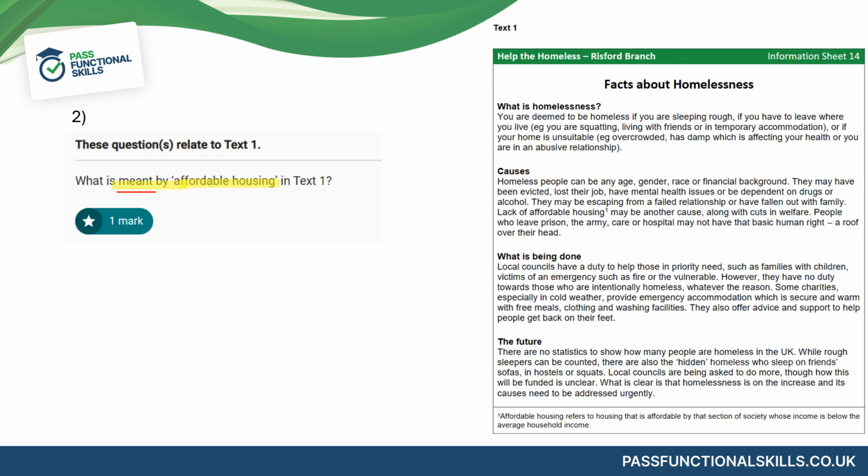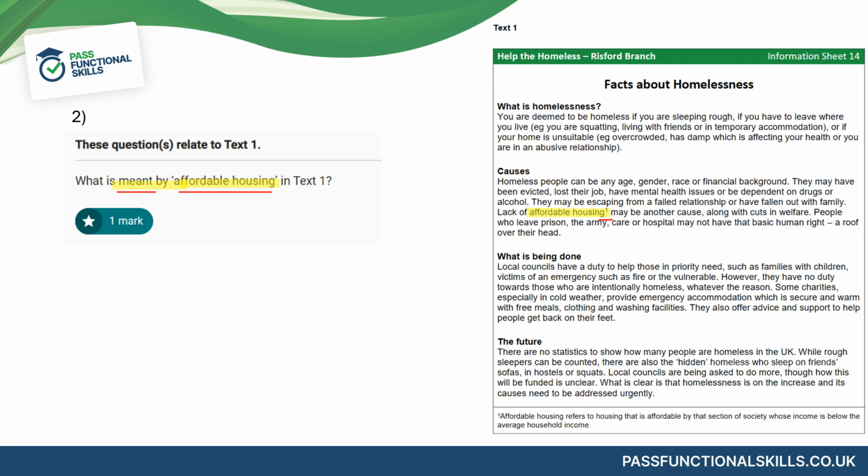If we don't have a glossary, the next thing we need to do is look in the text to find the word or the phrase. So here it's affordable housing, and we can see if we scan through quickly that that is first mentioned here, affordable housing. Now, as we don't have a glossary, the next thing we need to look for is any mention of a footnote. And this will be indicated by sometimes a little star or a little 1 or a little 2. And we can see that we've got that here. We've got a little 1.